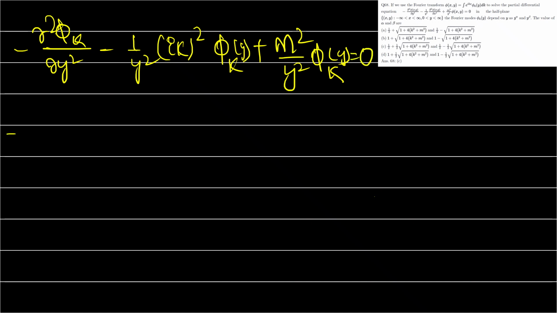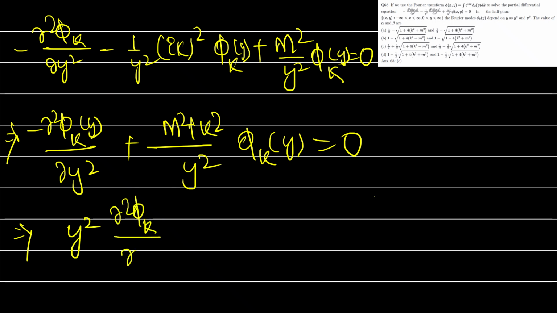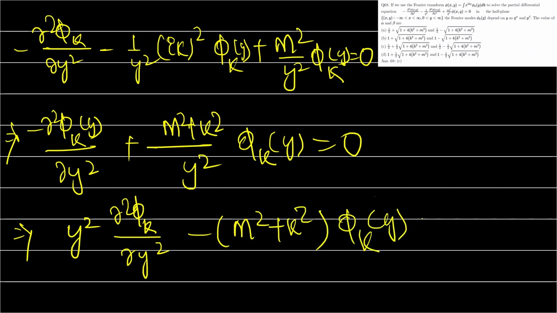So it will be minus del square phi k by del y square, minus, I can take common, i square is minus, so it will become plus k square by y square. So I can write m square plus k square by y square phi k of y equal to 0. So this is basically the equation. If I again simplify it, it will become y square del square phi k by del y square minus m square plus k square phi k of y equal to 0.